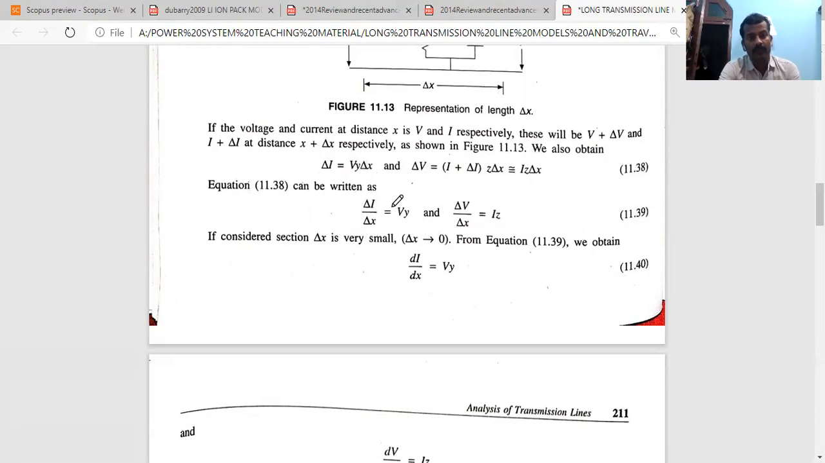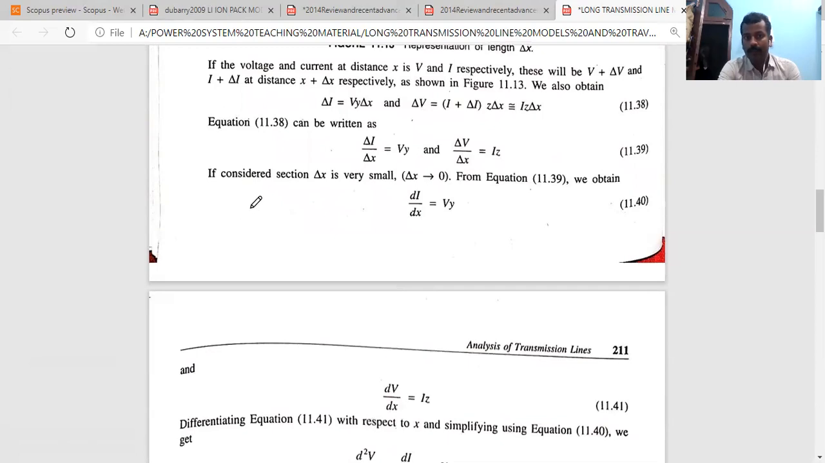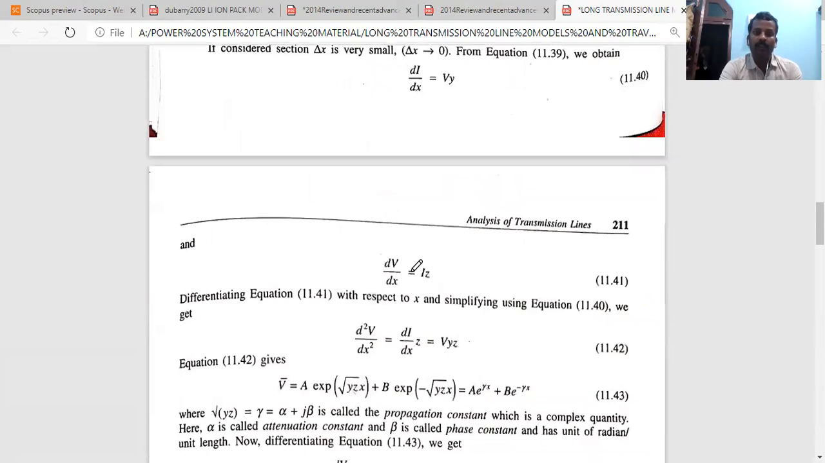From this, delta I by delta x will be equal to V into Y, voltage into admittance. And from this equation, delta V by delta x will be equal to I into Z, the delta x shifts to the other side. Now consider the section delta x to be very small, then it can be converted into dI by dx equal to simply V into Y. Similarly, dV by dx will be equal to IZ.